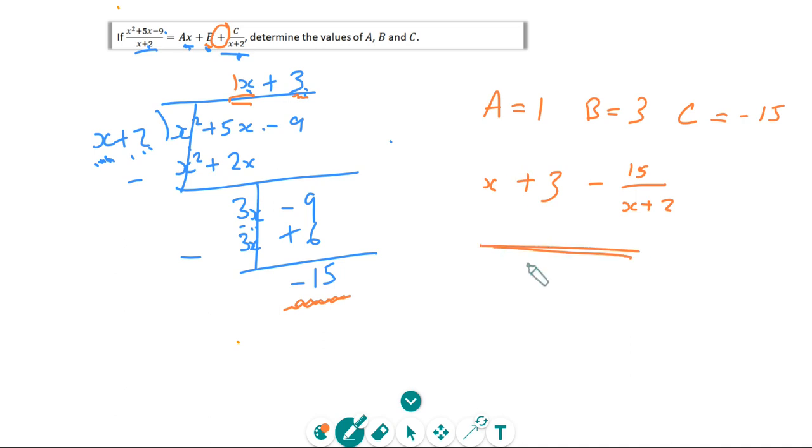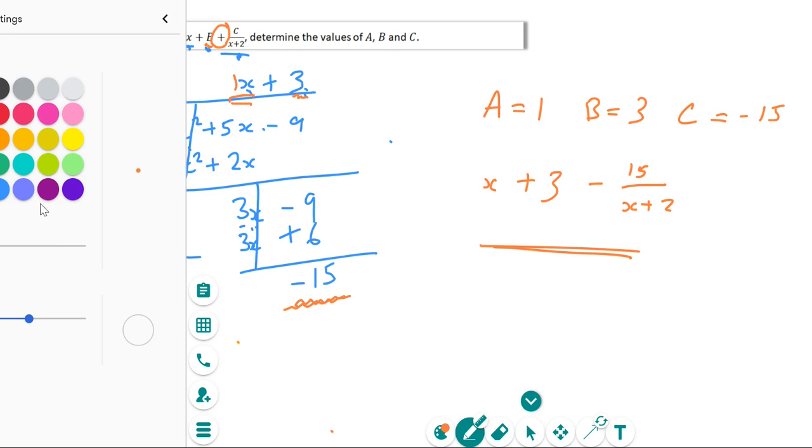So this is what we need to do. What would the next step be? Well, if you're thinking ahead, the next step would be for the last part here to break this up perhaps into partial fractions if the denominator is more complicated.